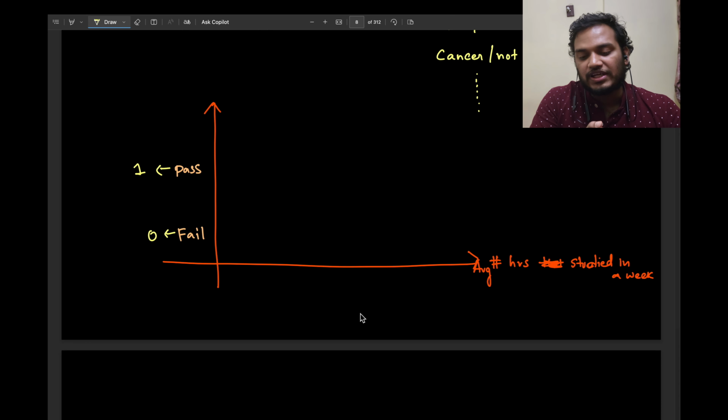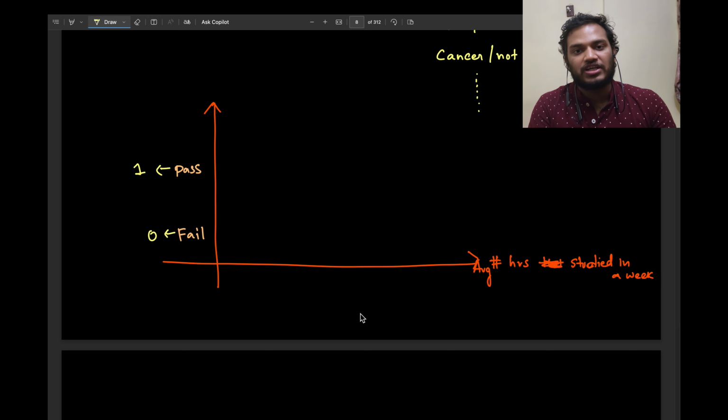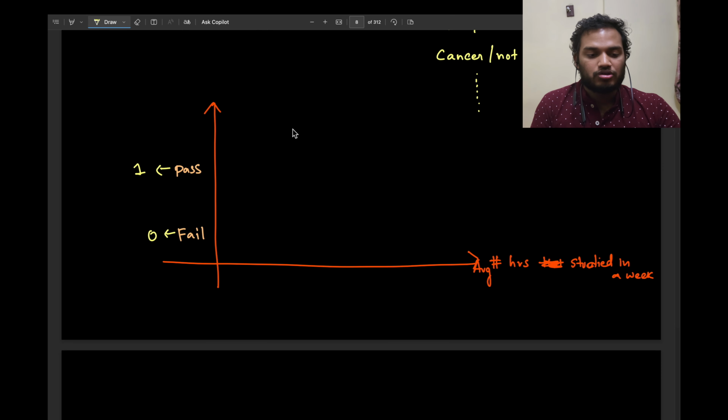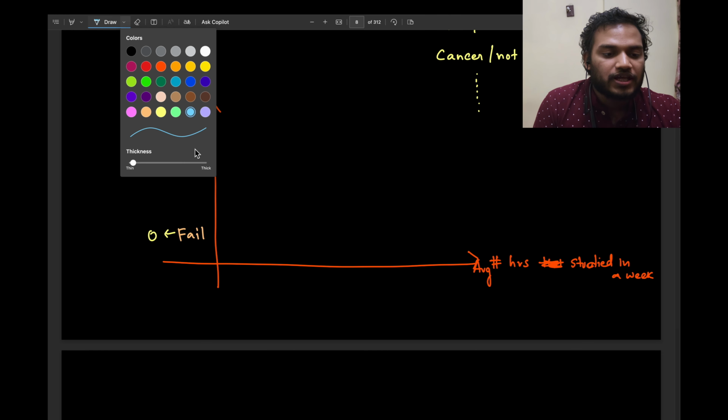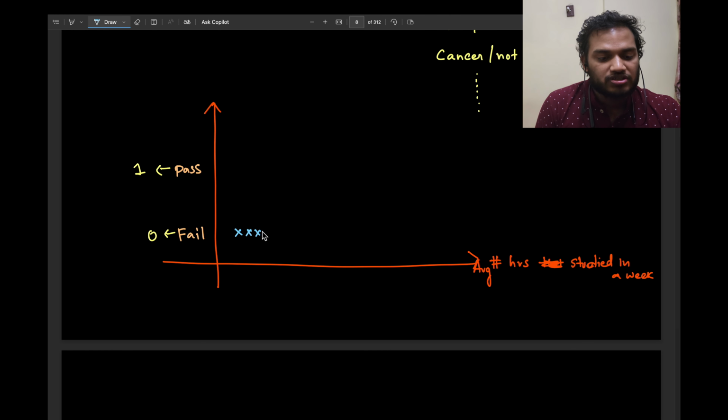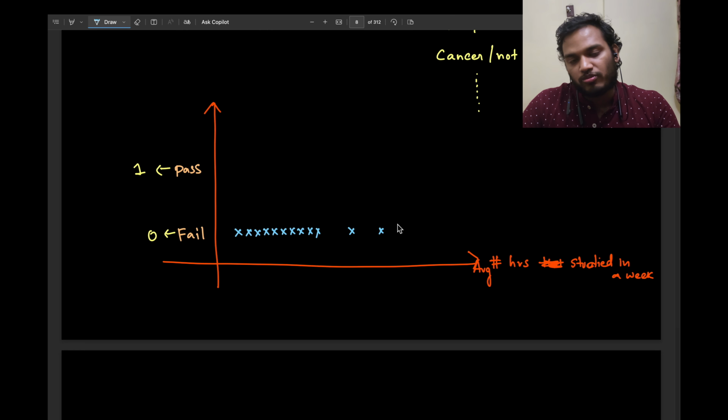With an increasing number of hours, the student will start passing, right? If he is studying for less time, there is a higher chance of failing, and if he is studying more, there is a higher chance of passing. So if we collect some real world data, how will it look? Whoever studied very little will definitely fail. And there can be some people who study a little more and even then they are failing. There can be some reasons, but let's not go into that. This is the real world scenario, right? So our data will look something like this.